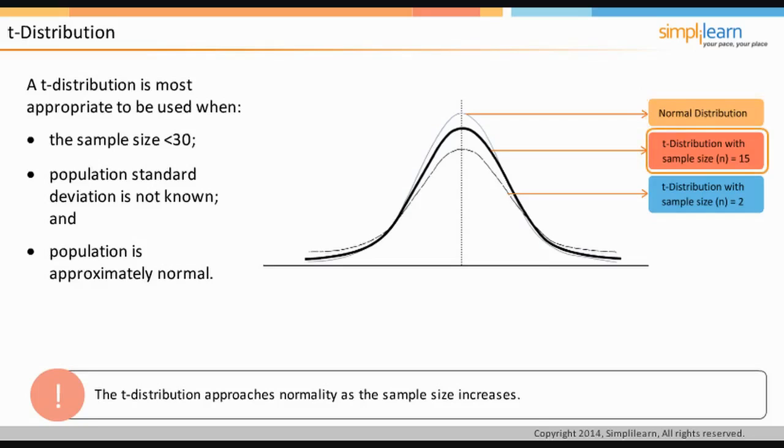T-distribution is used for hypothesis testing. Also, as seen in the image, the t-distribution is symmetrical in shape, but flatter than the normal distribution. As the sample size increases, the t-distribution approaches normality. For every possible sample size or degrees of freedom, there is a different t-distribution. Let us learn about f-distribution in the following screen.